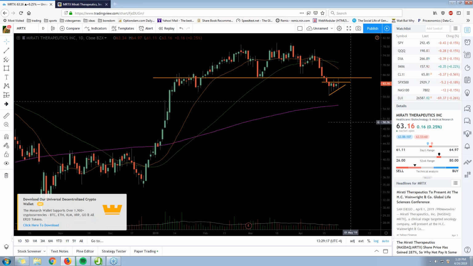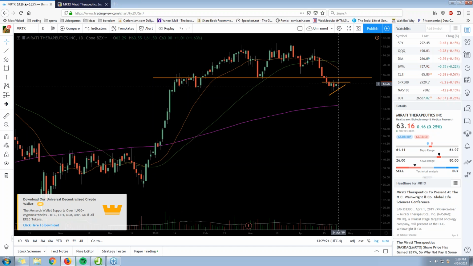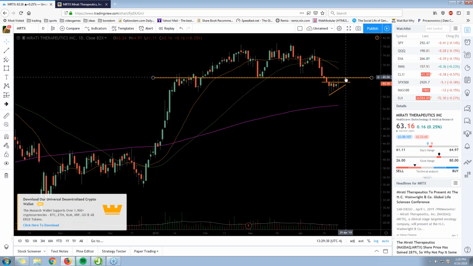But based off of the fact that you only have about 7 or 8 days to go, and technically speaking, this is a bear flag below resistance, I would be pretty quick about taking what I could before earnings.